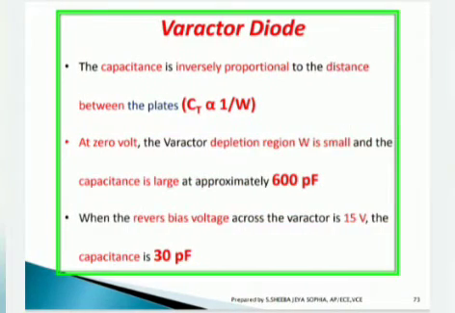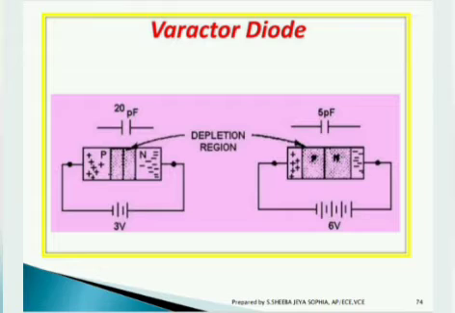The capacitance here is inversely proportional to the distance between the plates, that is CT is proportional to 1 by W. At 0 volt, the varactor depletion region W is small and the capacitance is large, at approximately 600 picofarad. When the reverse bias voltage across the varactor is 15 volt, the capacitance is 30 picofarad. This is the depletion region diagrammatic representation for various values of capacitance, namely 20 picofarad and 5 picofarad, with input voltages varying from 3 volt to 6 volt.